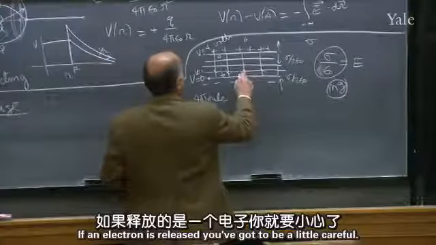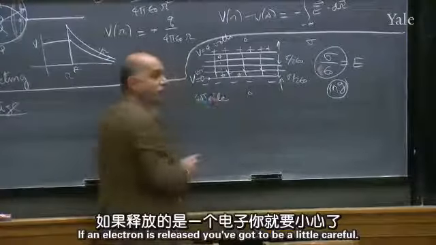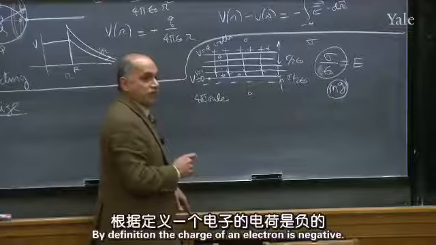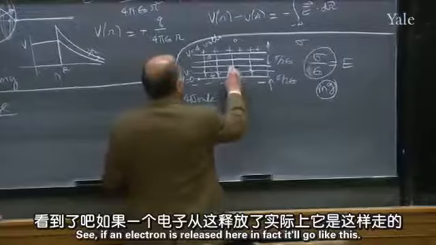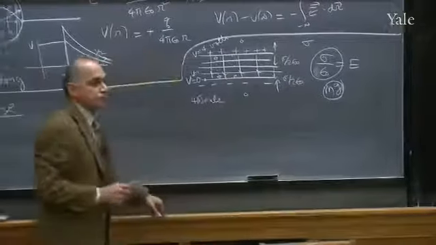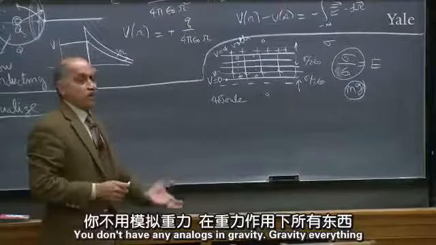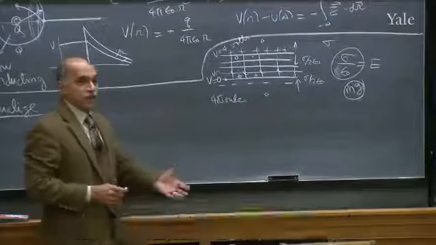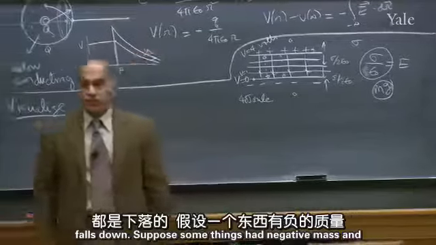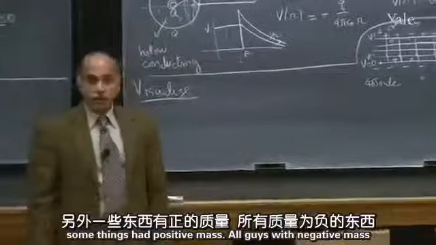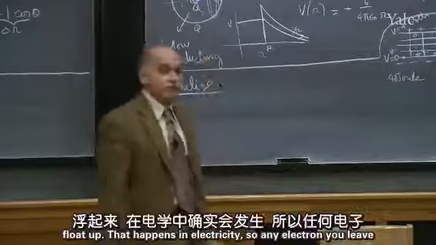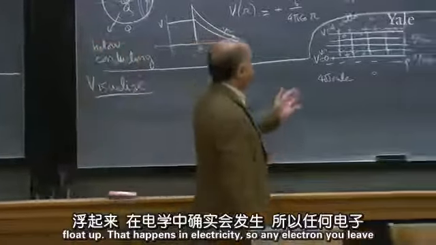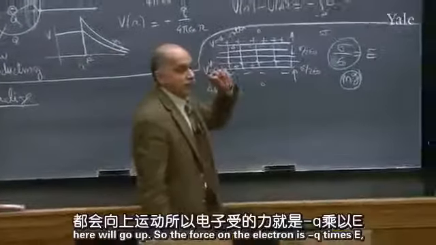If an electron is released, you've got to be a little careful. By definition, the charge of an electron is negative. So if an electron is released here, in fact, it'll go like this. You don't have any analogs in gravity. In gravity, everything falls down. So suppose some things had negative mass and some things had positive mass. All guys with negative mass, you got to nail them to the ground. Otherwise, they'll just float up. That happens in electricity. So any electron you leave here will go up.